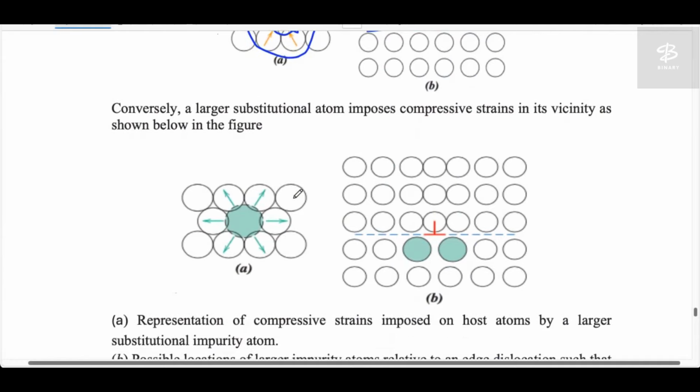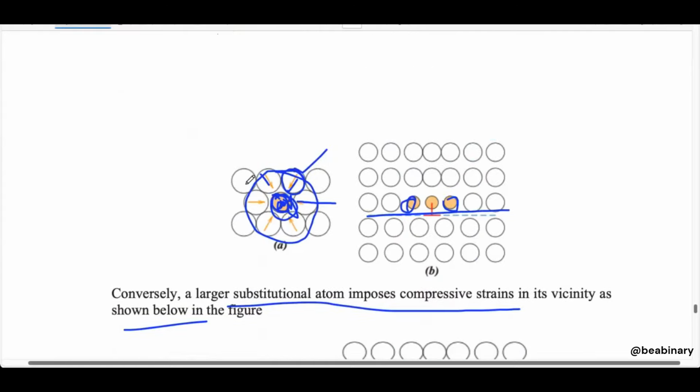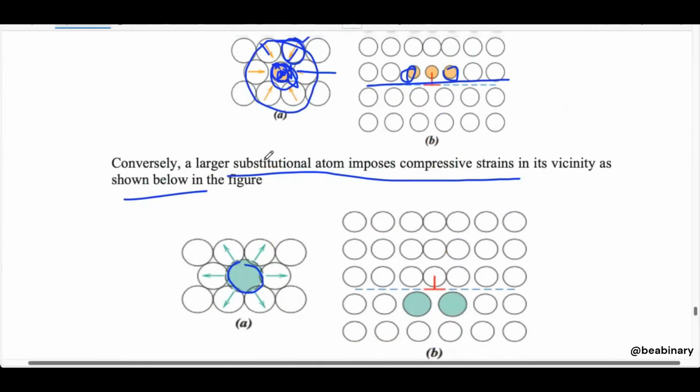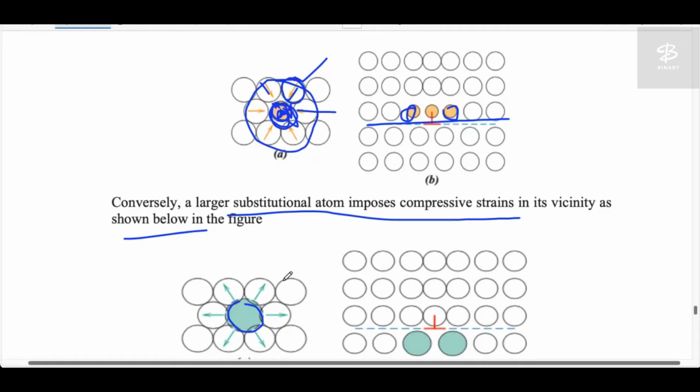Similar to that, large substitutional atoms impose compressive strains in their vicinity, as shown there. As you can see, here the atom is bigger, whereas in the first case the foreign atom was of a smaller size. In that case the foreign atom experiences compression, but the nearby atoms got tensile nature; they are in tension.